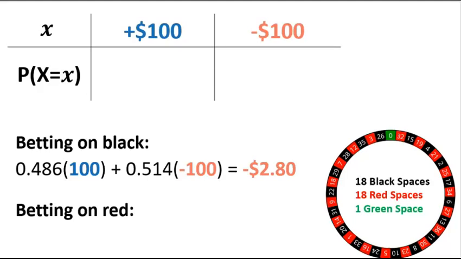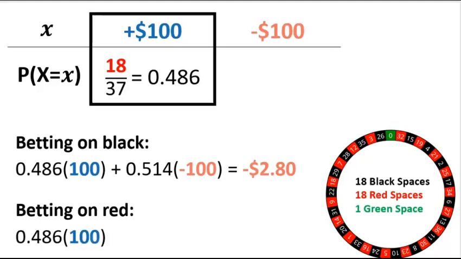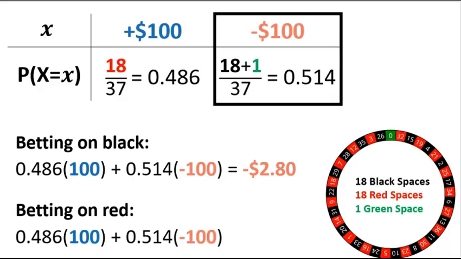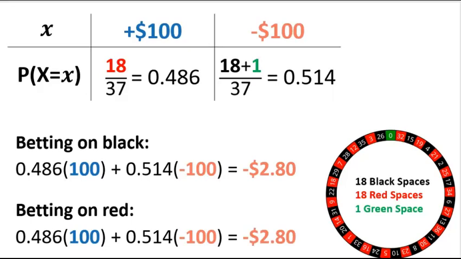So clearly, betting on black was not a good idea. But how about betting on red? Well, to bet on red, we're going to check out those probabilities. There's an 18 out of 37 chance of winning, and there would be 18 black spaces plus the 1 green space. So there is a 19 out of 37 chance that we would lose. And unfortunately, we get that same probability again of winning and losing, and results in the same expected value, whether we bet on black or red.